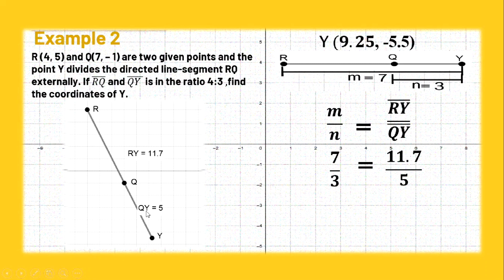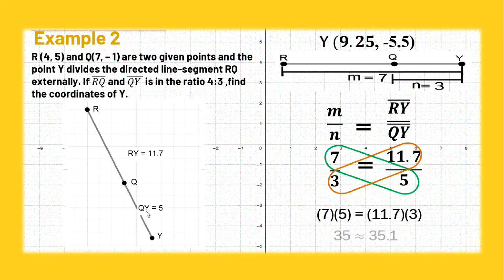Then, yung katulad kanina, yung cross multiplication, we have 7 times 5 and 3 times 11.7. So, we have 35 and 35.1. So, ibig sabihin, tama yung sagot natin, tama yung nakuha natin coordinates ng ating point Y.